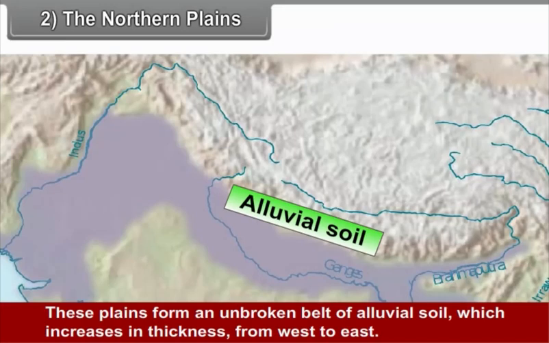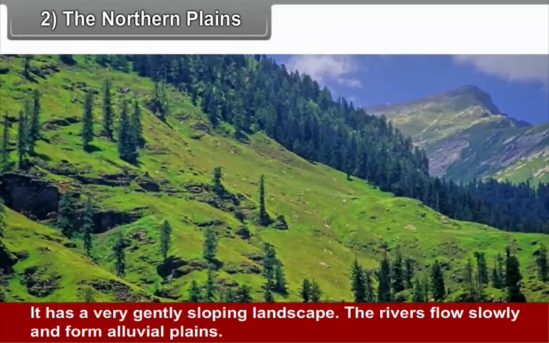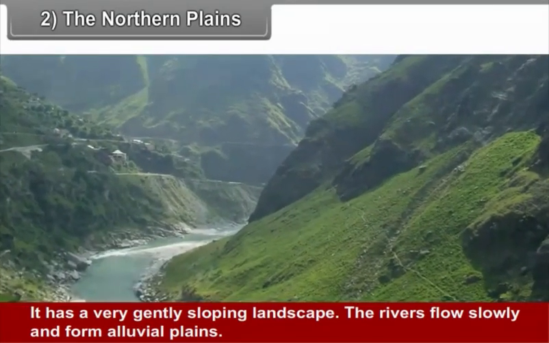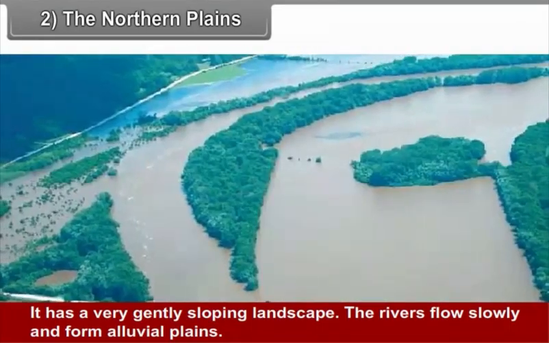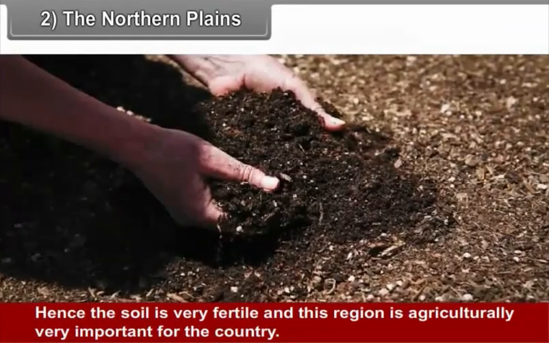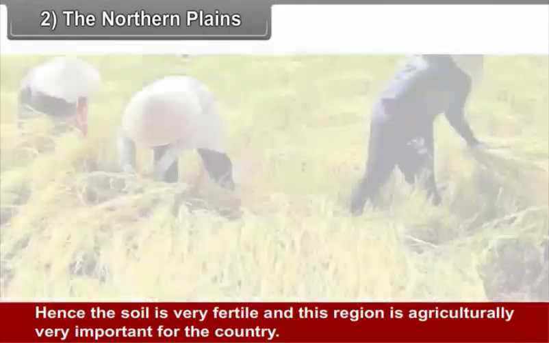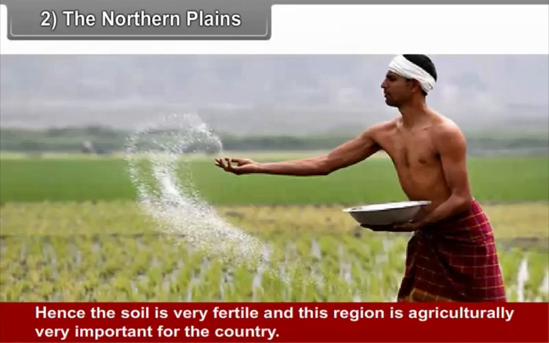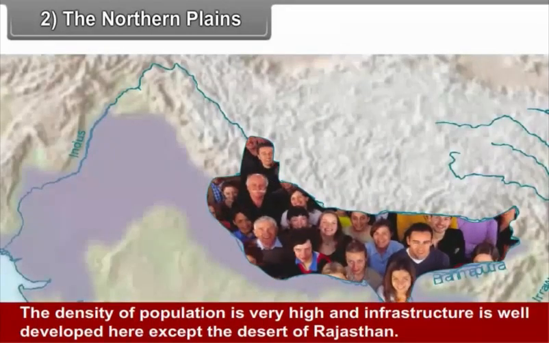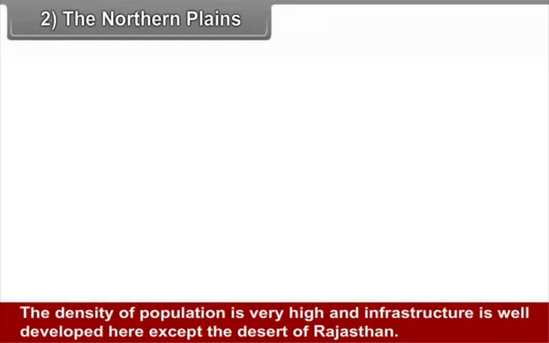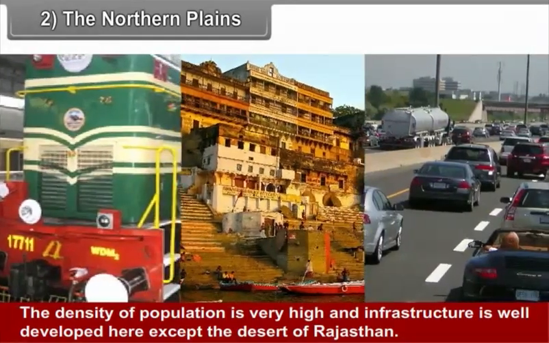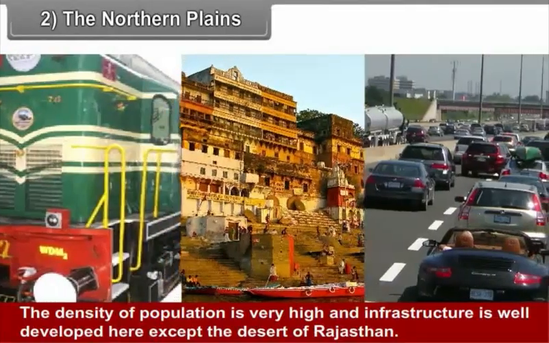2. The Northern Plains. These plains form an unbroken belt of alluvial soil, which increases in thickness from west to east. It has a very gently sloping landscape. The rivers flow slowly and form alluvial plains. Hence, the soil is very fertile and this region is agriculturally very important. The density of population is very high and infrastructure is well developed here except the desert of Rajasthan.